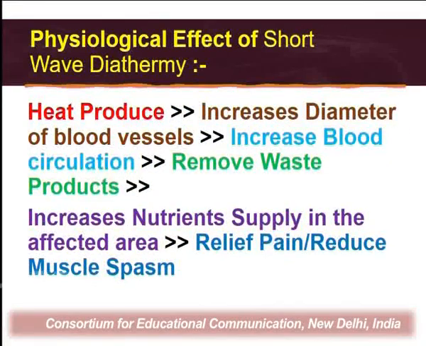Now, we will see the physiological effects of shortwave diathermy. This is the chain, the process which goes through: first heat is produced, then it increases the diameter of blood vessels, then increases blood circulation, then removes waste products, then increases nutrient supply in the affected area, then relieves pain or reduces muscle spasm. So, this is the chain of physiological effects of shortwave diathermy.